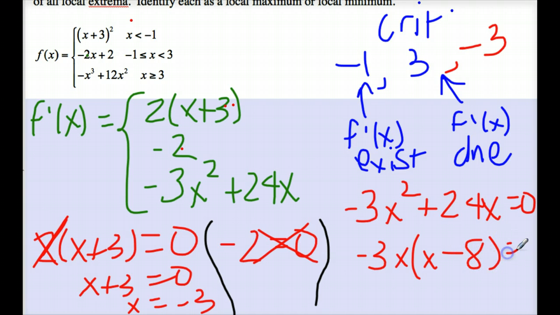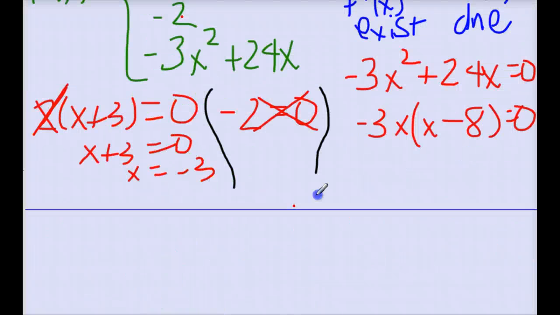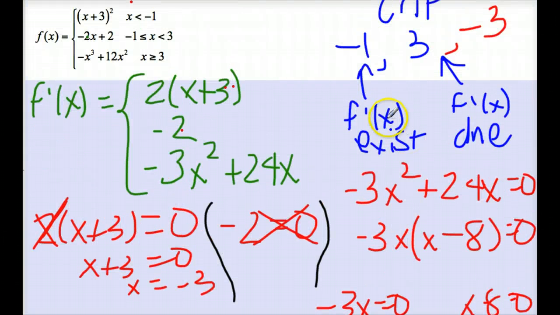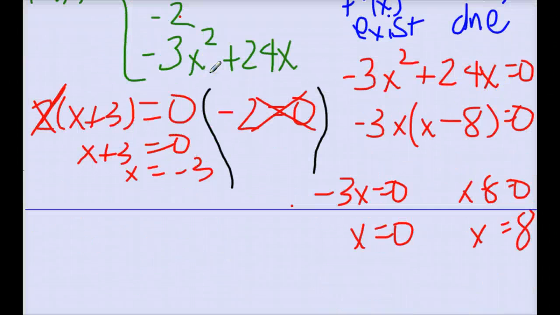And so if we set these equal to 0, this first part, negative 3x is equal to 0, x is equal to 0. And in here, I get x minus 8 is equal to 0, so x has to equal 8. So I need to check my conditions. When is this derivative allowed? Well, this is allowed when x is greater than or equal to 3.